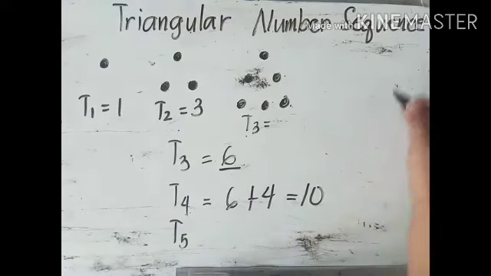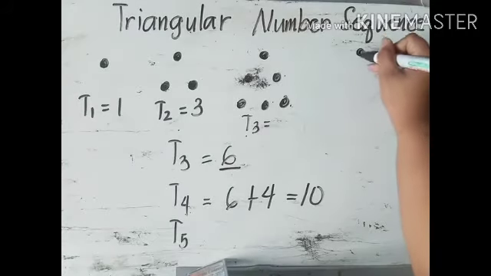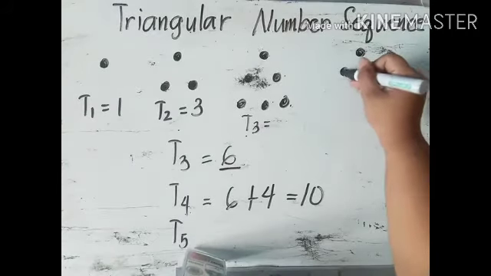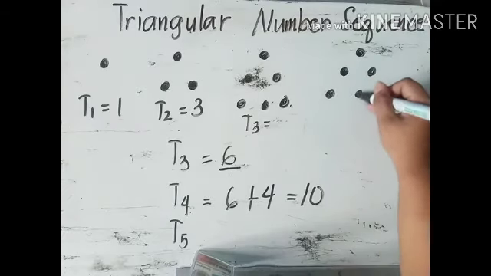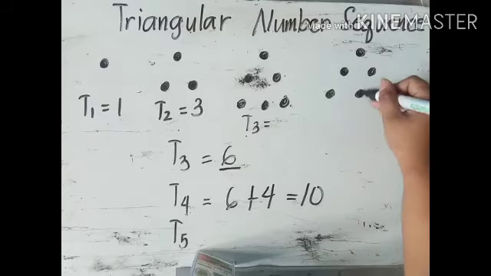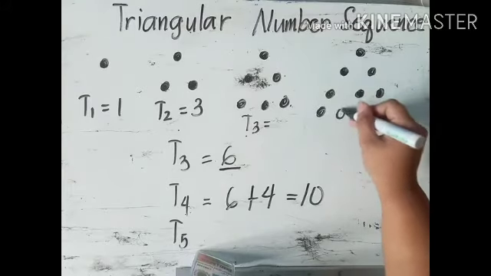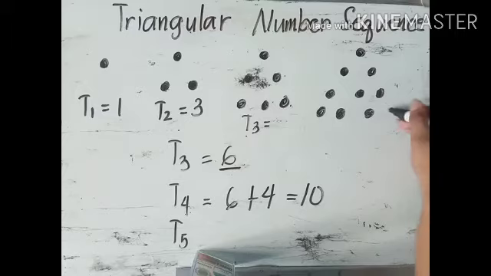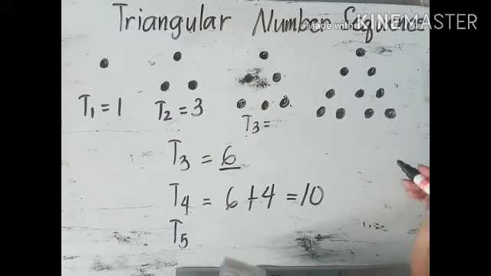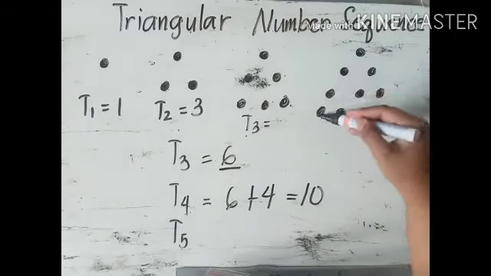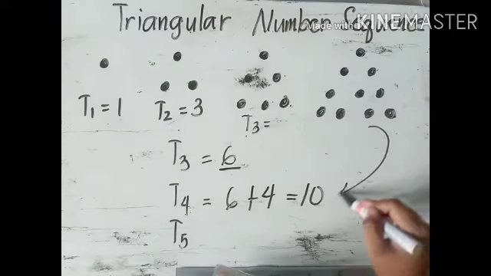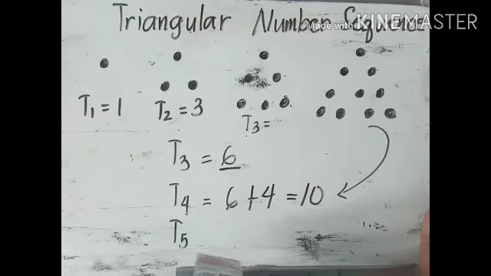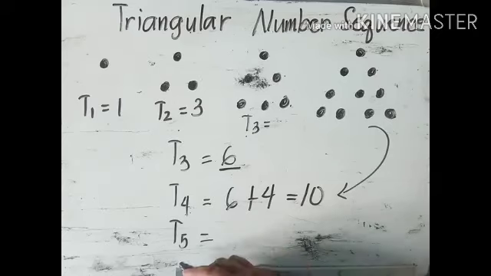To prove this, let's draw. Second category, fourth category. This is the third category and the fourth category. So we have these 4 dots. We count 1, 2, 3, 4, 5, 6, 7, 8, 9, and 10. So that is correct, right?